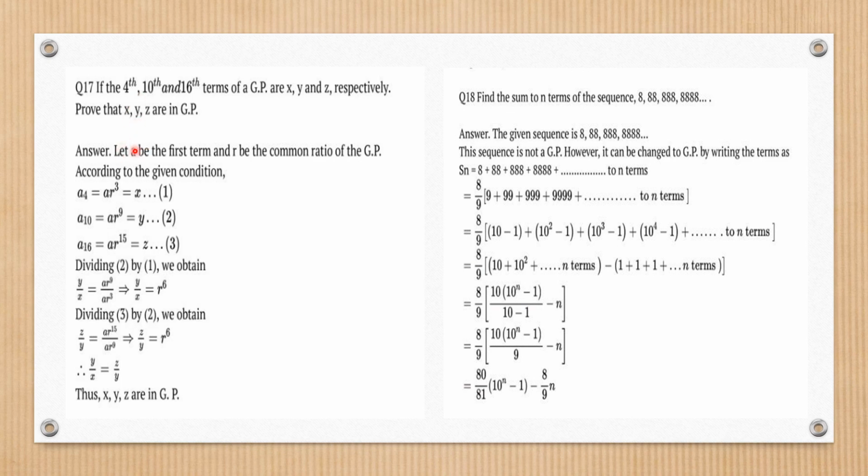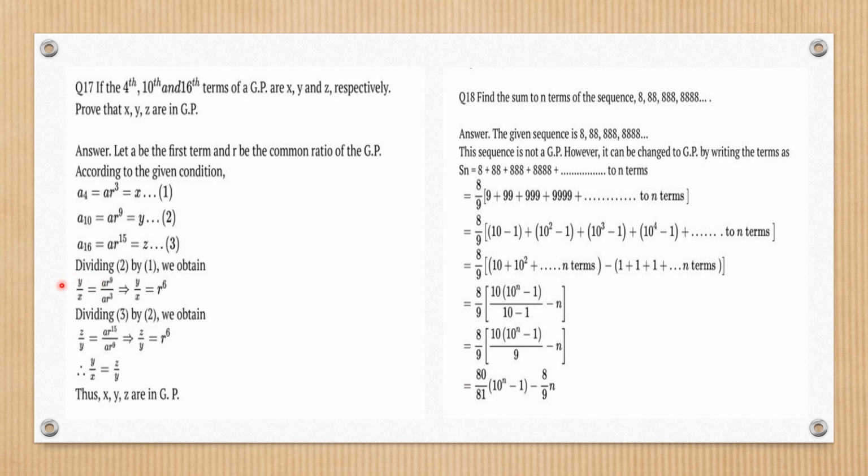So let us start. Let A be the first term and R the common ratio. So according to the question, A4 is AR cube, which is x. A10 is AR^9, which is y. A16 is AR^15, which is z. Okay. So let us divide number 2 by 1 and then 3 by 2.